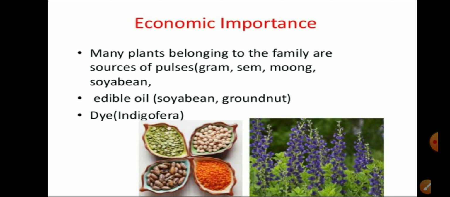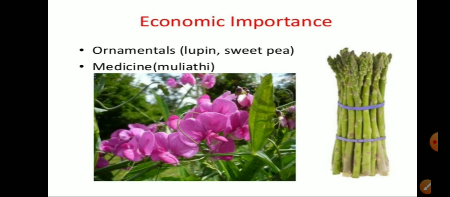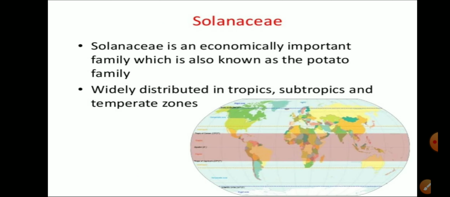Economic importance: many plants belonging to this family are sources of pulses, that means moong, gram, soybean, and edible oil. It is used to produce edible oil; soybean and groundnut are also members of this family. Indigofera. They also include ornamental plants, that is lupin and sweet pea, and medicine, that is mulethi, is also a member of this family.